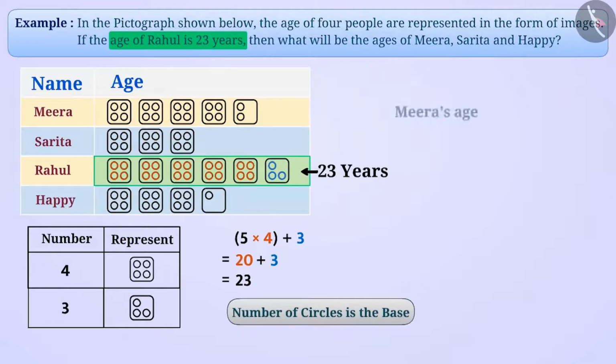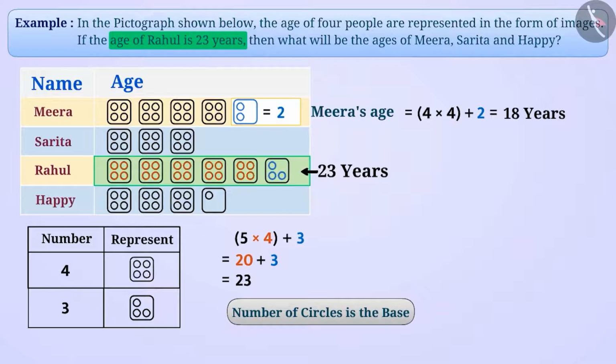To represent the age of Meera, 4 complete images and one such type of an image is given here. Can you tell what is the value of this image? Think for a while. Correct. It means 2. That is, Meera's age is equal to 4 multiplied by 4 plus 2 is equal to 18 years.